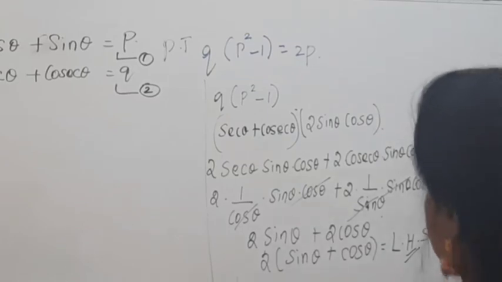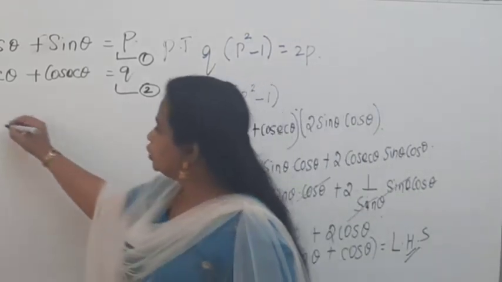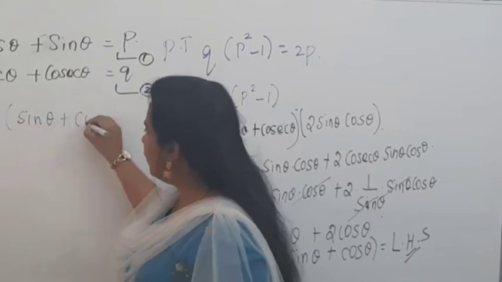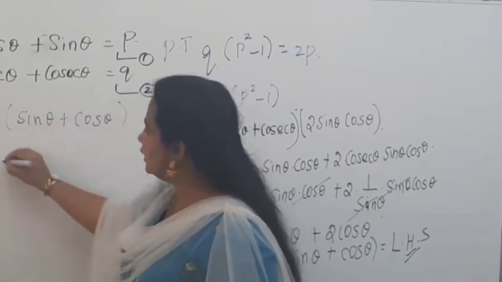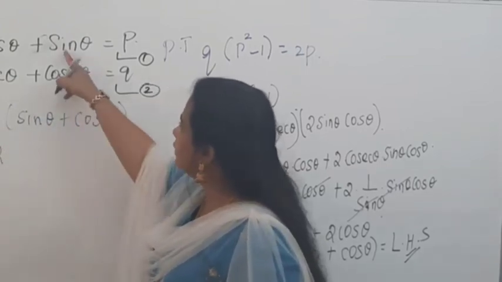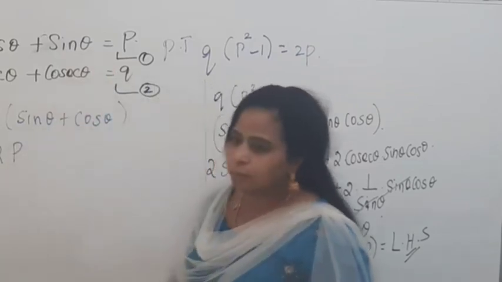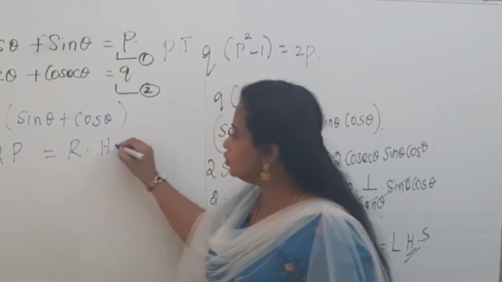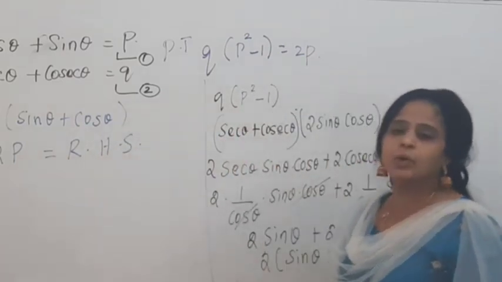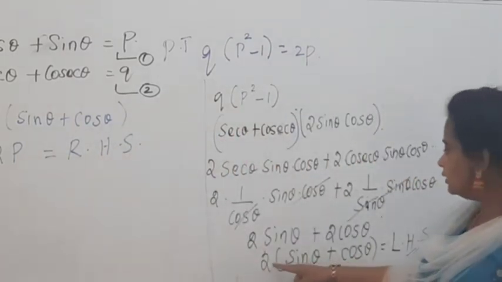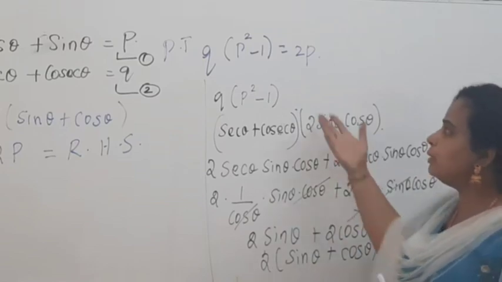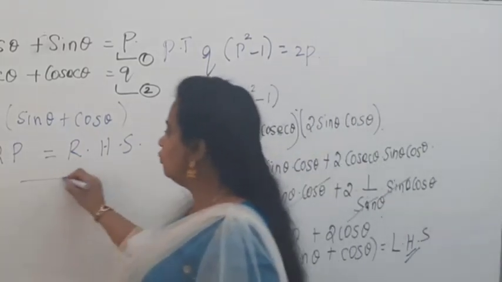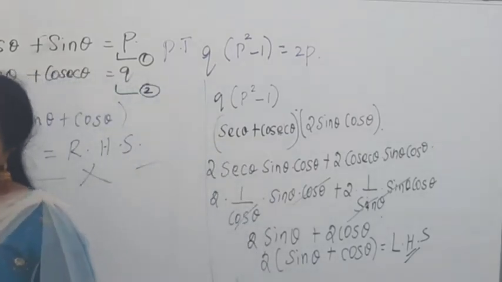Now children, you can see what I proved here is 2 into sin theta plus cos theta. That is my LHS. But you can see here 2 into sin theta plus cos theta is nothing but P. Just substitute, that is equal to P, which is my RHS. So LHS is equal to RHS. That is, I proved 2 into P, which is my RHS. So hence the proof. So we proved this identity also.